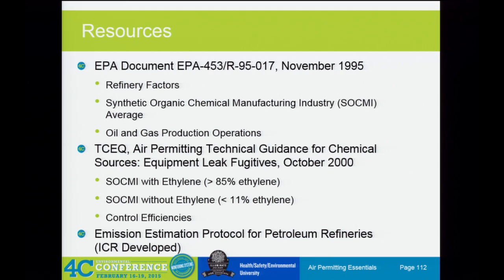The EPA document came out in 1995 with the refinery factors. SOCMI, which you hear very often, stands for Synthetic Organic Chemical Manufacturing Industry. These are your chemical plants. And then oil and gas production. The TCEQ came out with a guidance document in 2005 that split SOCMI into SOCMI with ethylene and without ethylene, and also provided control efficiencies.